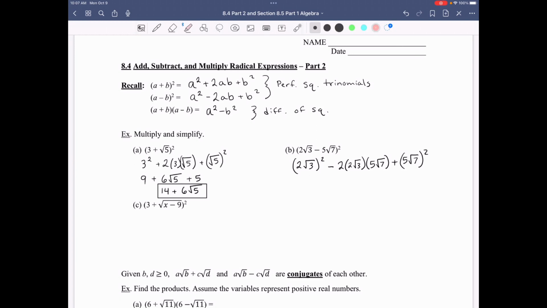Alright, so let me just color code it. We have a squared, that's a. We have 2 times a times b, and then we had b squared.